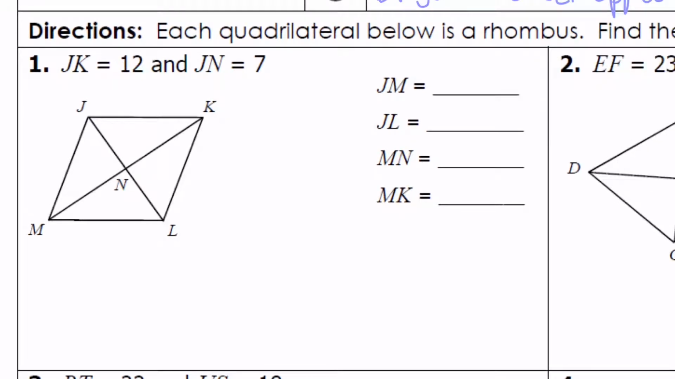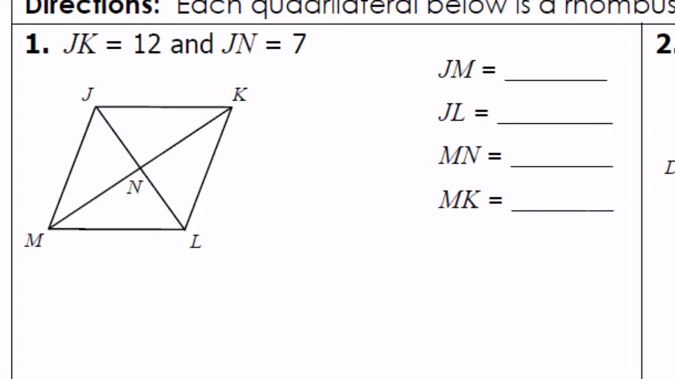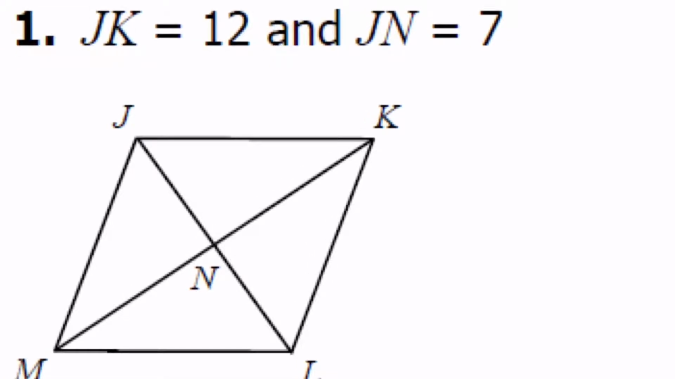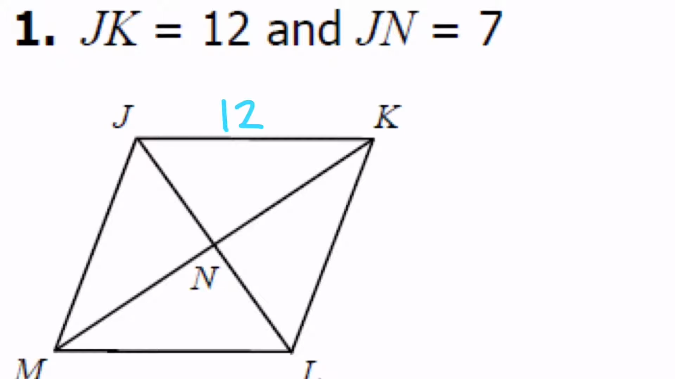Okay, so let's look at some rhombi. Try and find some of these sides. Okay, so we know JK is 12 and JN is 7.